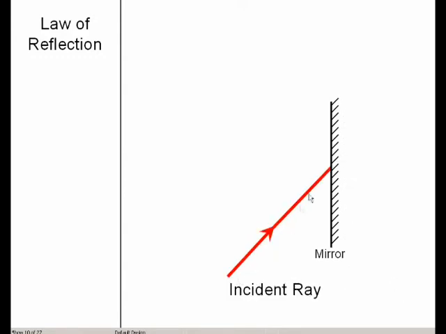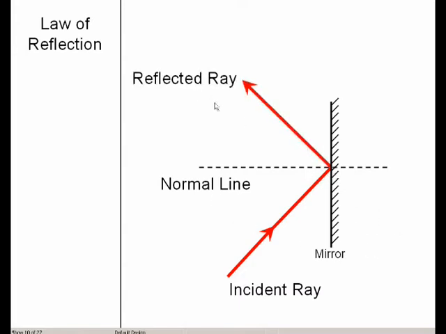So we're going to shine a light ray onto a mirror. A light ray coming in is called the incident light ray. We remember it because it starts with in. That's the incoming light ray. Right where the light ray hits the mirror, we're going to draw an imaginary dotted line called the normal. Then the light ray is going to reflect on the other side. We call that light ray the reflected light ray. So this is the incident light ray and the reflected light ray.